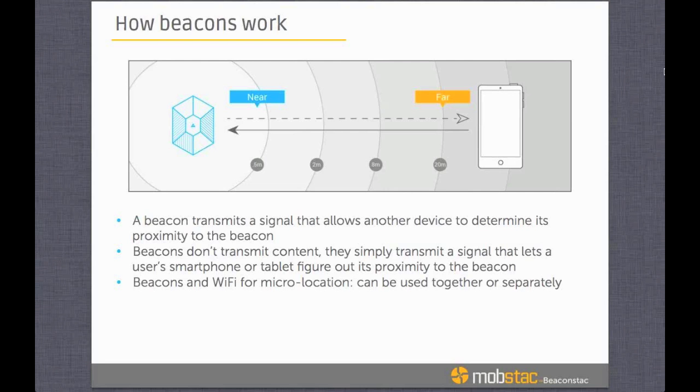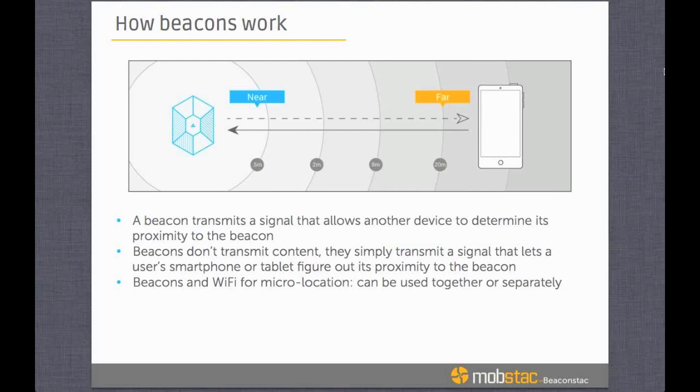Hopefully I won't go into too much technical detail. I don't want to bore any of you, but fundamentally a beacon transmits a radio signal. This signal travels through regular space and is received by another device. Essentially, this signal allows the other device to determine its proximity or distance to the beacon that was transmitting the signal. In most cases, this other device is a smartphone. In many cases, it's a tablet.